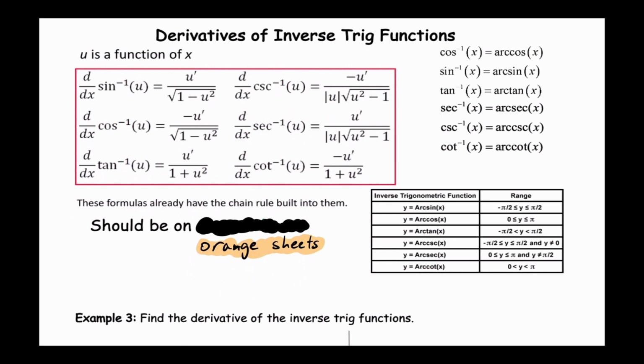On your orange sheets on the back, the top is the derivatives. 1 through 24 are all the rules we've talked about, every single one of them. The only ones we haven't talked about are 19 through 24, which are inverse trig, the ones you have up here. Those are the only ones we haven't talked about. So after today, these are all the types of things you're going to be asked to find derivatives of.